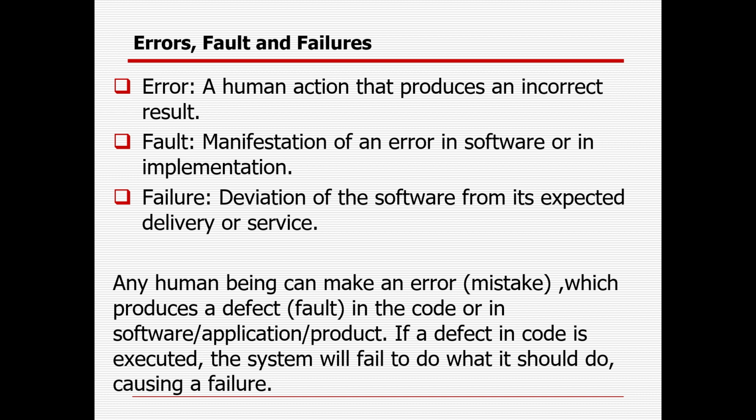Then error, fault and failure. So what is an error? An error is a human action which produces an incorrect result or incorrect behavior. A fault is nothing but the manifestation of an error in software or in implementation. In case you are ignoring the error, it will cause a fault, and in case you are not fixing the fault, then it will cause failure.